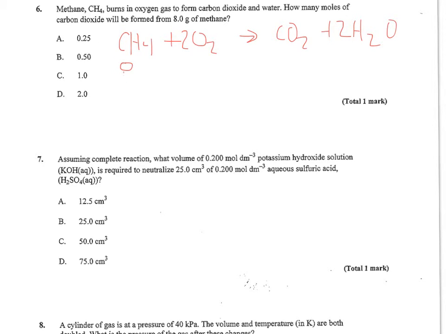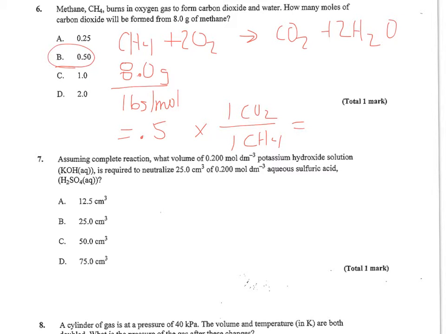So then I have to know my 8 grams is how many moles? Well, CH4, even without a periodic table, you should know carbon is 12. The 4 hydrogens are another 4. So this is really 16 grams per mole. So when I divide this, I'm talking about half a mole of CH4. And because I'm comparing it to CO2, there's only 1 CO2 per 1 CH4. So it's also half a mole of CO2.